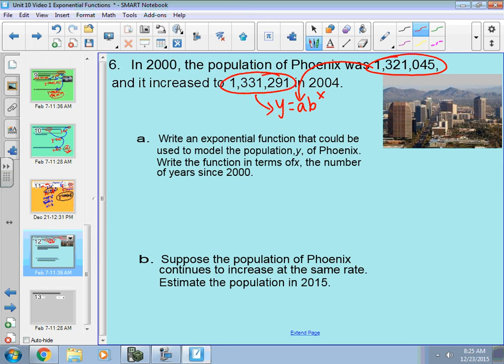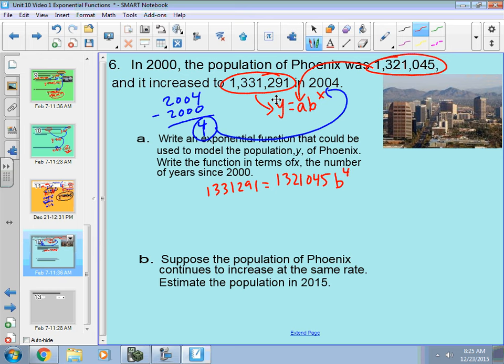We can figure out the time here from 2000 to 2004. That's a time of 4 years. So 4 is going in there. The only thing we don't know is b. We're going to have to solve for b. So if we put all this in here, now we're going to figure out what that b value is going to be. Okay, now we're working with some bigger numbers, but that should be fine. We should still be able to figure it out.